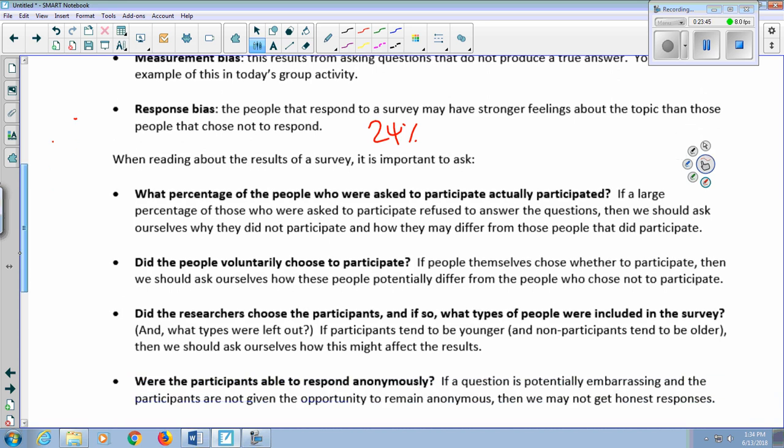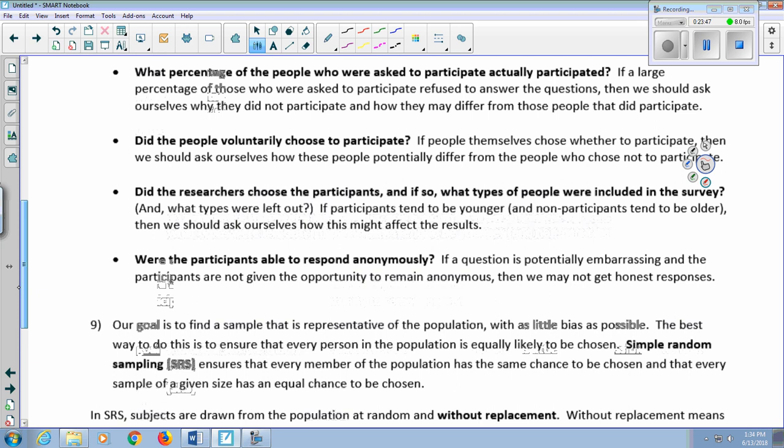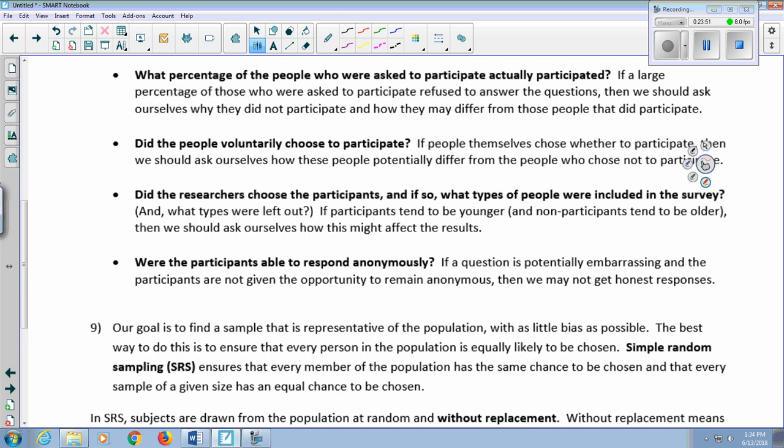When reading about the results of a survey, these are questions you want to ask yourself. What percentage of the people who were asked to participate in the survey actually participated? If a large percentage refused to participate, then we should ask why didn't they? Because we might not be representing the whole population. Do people voluntarily choose to participate? When people choose to participate, why would they be potentially different from those who did not choose to participate? Sometimes there's a bias there. Did the researcher choose the participants, and if so, what types of people were included in the survey? Which ones were left out?